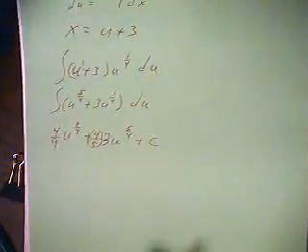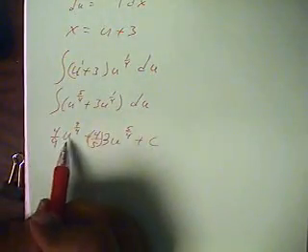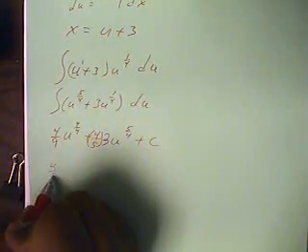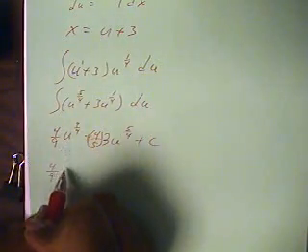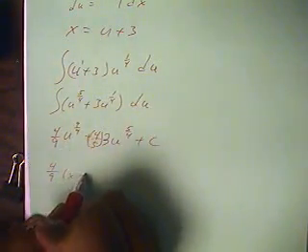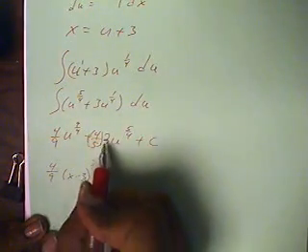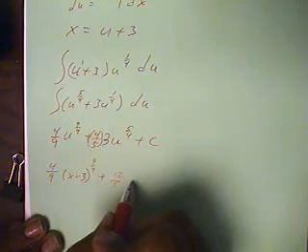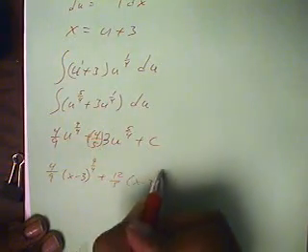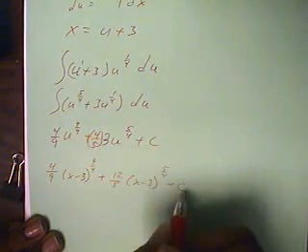All right, from here, we're going to replace all the u's here. So we'll get 4/9, and the u here will be the x minus 3 to the 9/4 power plus, this will be 12/5, and x minus 3 to the 5/4 power plus c.